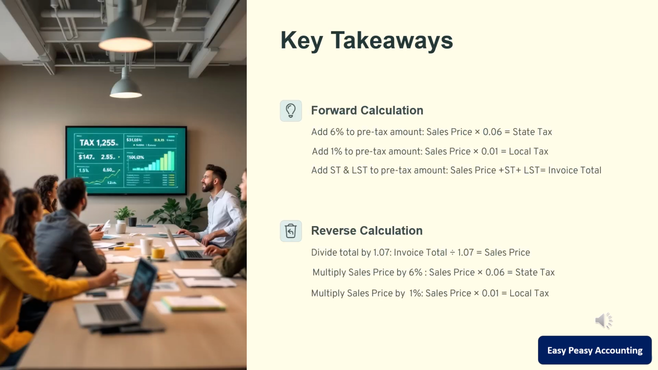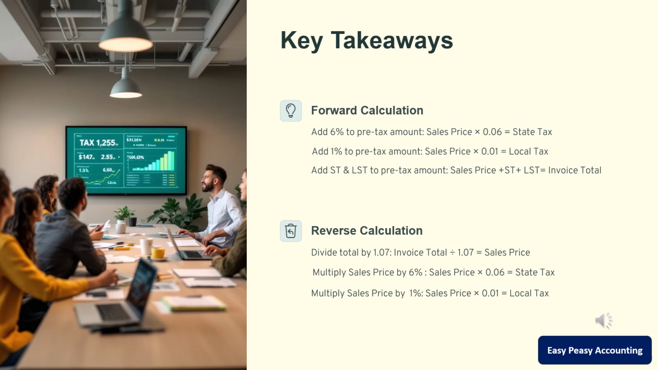Key takeaways. The formula for forward calculation. Add 6% to pre-tax amount. Sales price multiplied by 6% equals state tax. Add 1% to pre-tax amount. Sales price multiplied by 1% equals local tax. Add ST and LST to pre-tax amount. Sales price plus ST plus LST equals invoice total.